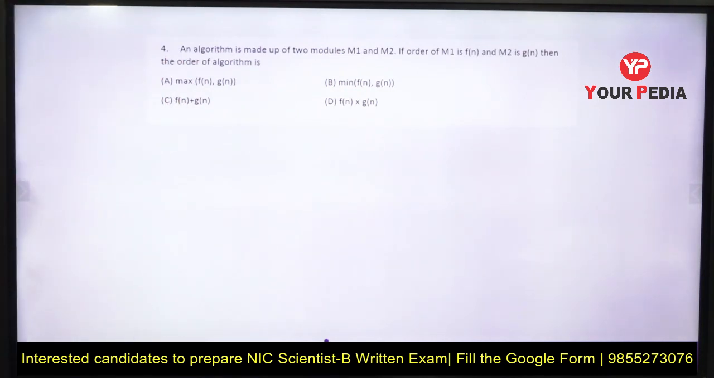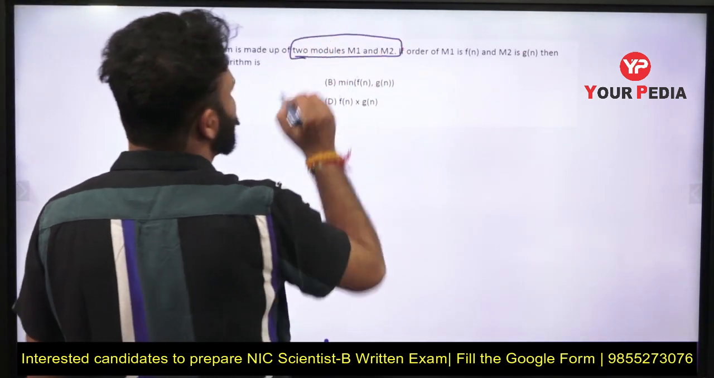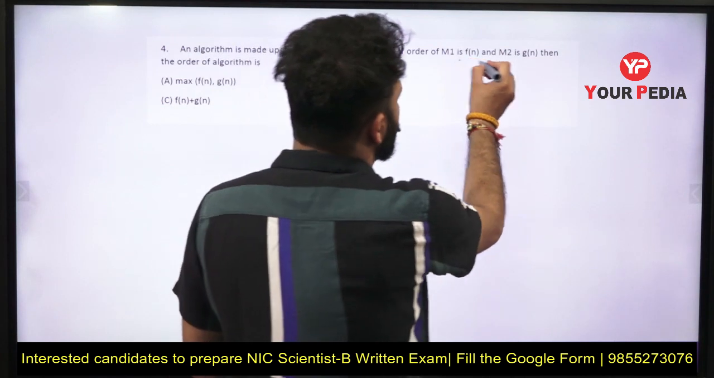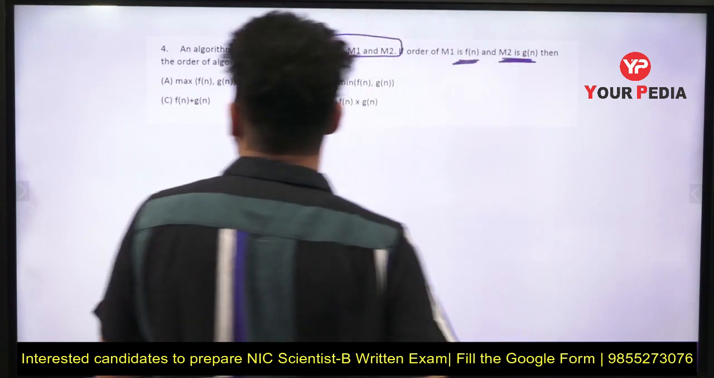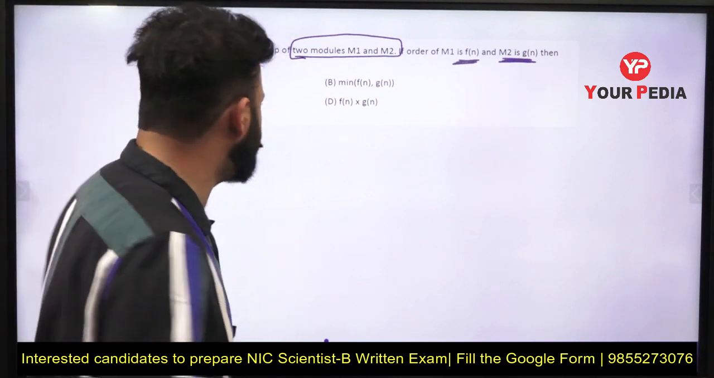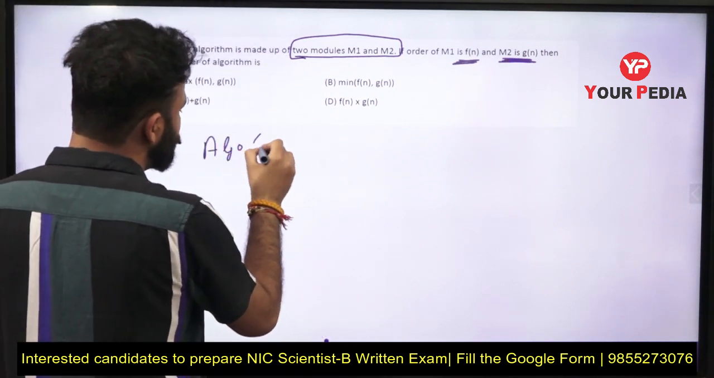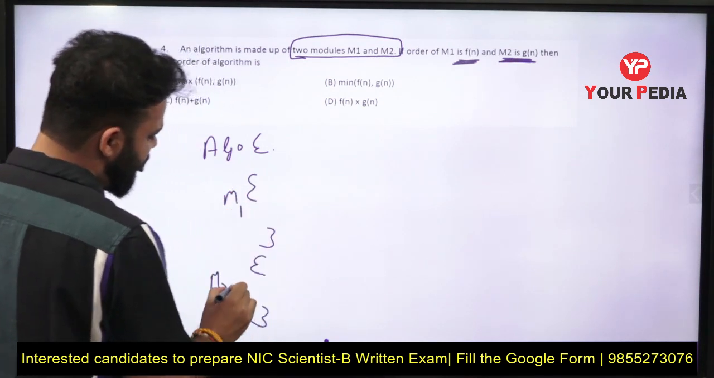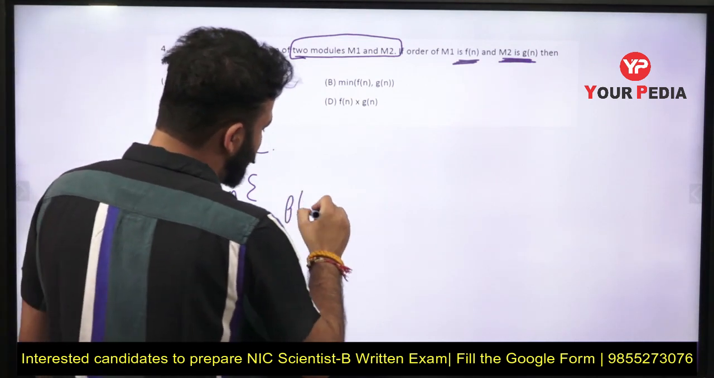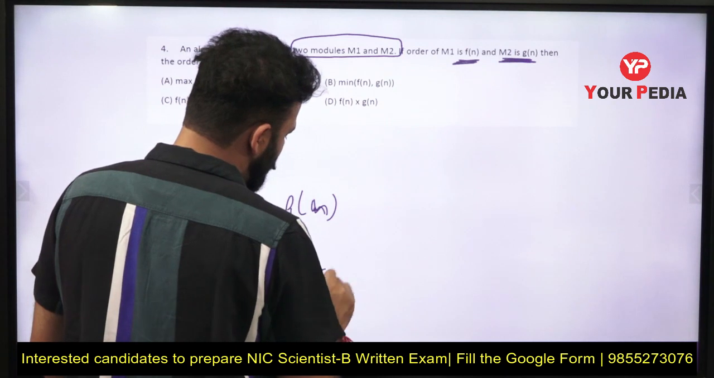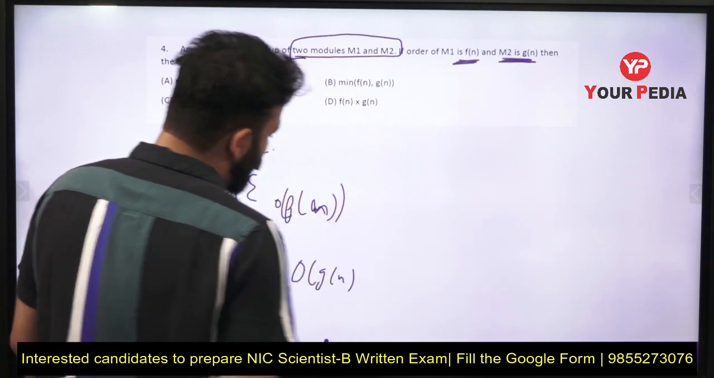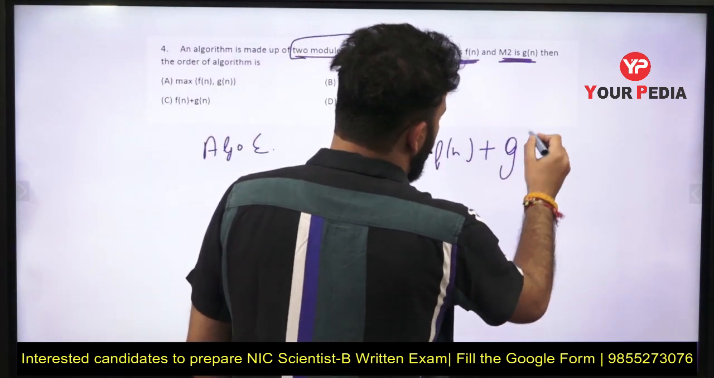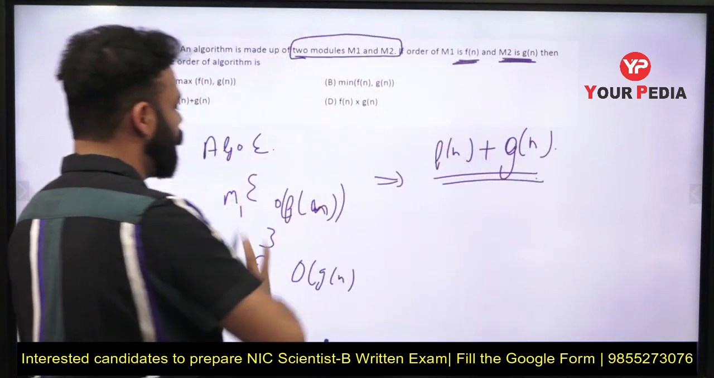Now the next question is, an algorithm is made up of 2 modules M1 plus M2. If the order of M1 is f of n and order of M2 is g of n, then what is the order of the algorithm? So let's say that this is the algorithm in which we have 2 modules, M1 and M2. The time complexity of this one is order of f of n, this one is order of g of n. So normally we add these, f of n plus g of n. This will be the order of the algorithm.